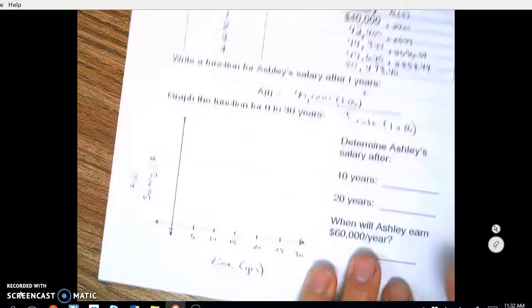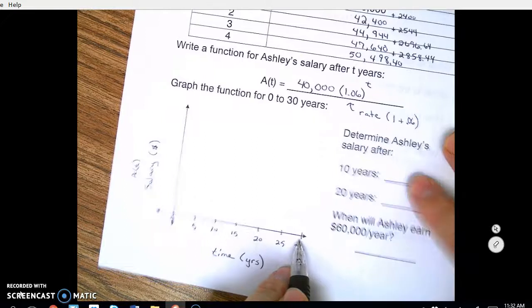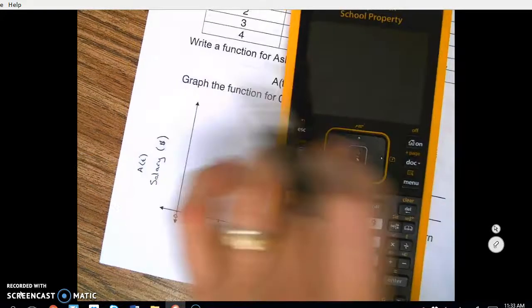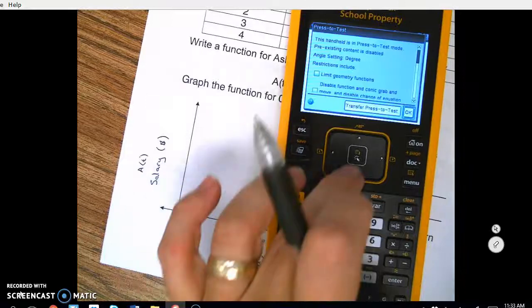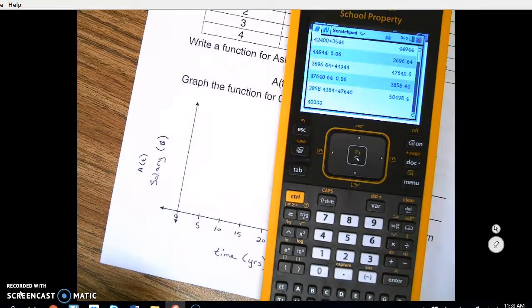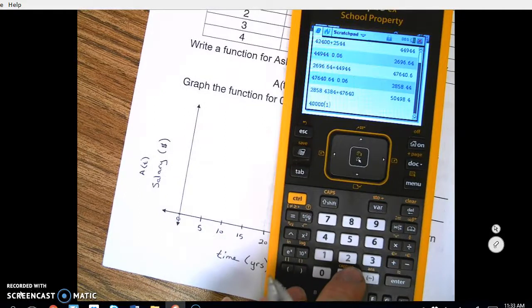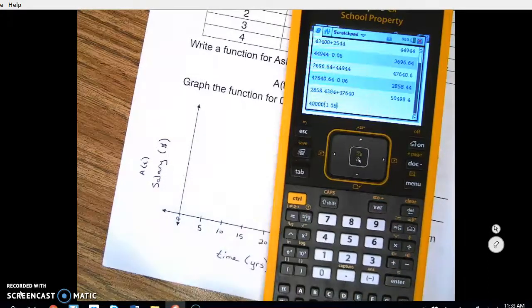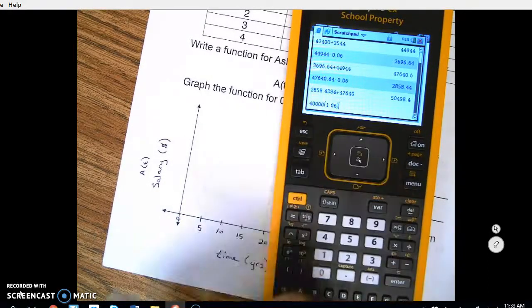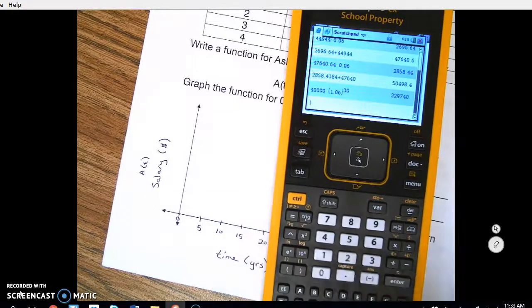Okay, so she's starting off at 40,000. But in 30 years, where does she end up? Well, let's find out really quick here. We'll use the function that we wrote. So we have $40,000 that she started off with, her initial amount, times her rate. It's an increase. It's greater than 1, so it's an increasing function. And we'll raise that to 30 years. And let's see how much money.